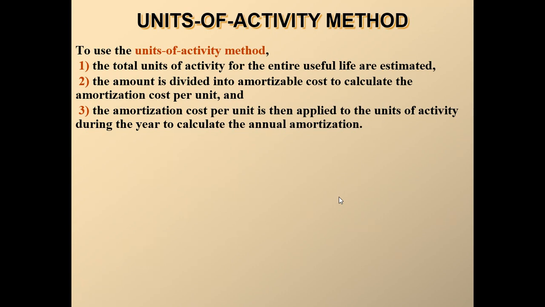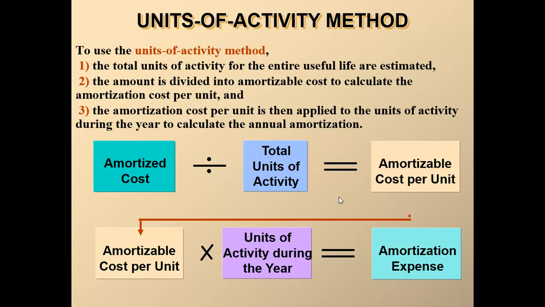Okay, so with this method, usually the total units of activity for the entire useful life are estimated. The amount is divided into amortizable cost to calculate the amortization cost per unit. And lastly, the amortization cost per unit is then applied to the units of activity during the year to calculate the annual amortization. Okay, so essentially what you're doing here is you're taking your amortizable cost, which is the original cost minus the salvage value. Okay, so just like the straight line method, divided by the total units of activity.